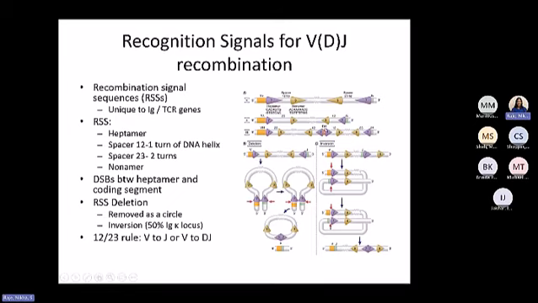Or there is a D segment here between the heptamers. So the double-stranded break is always going to occur between the heptamer and the coding segment. And then once that break occurs, the coding sequences in between the heptamers can bind to each other.